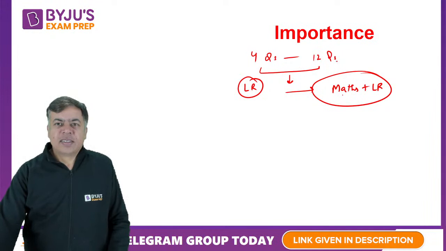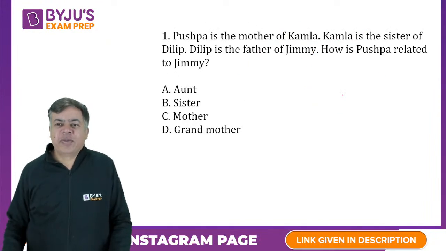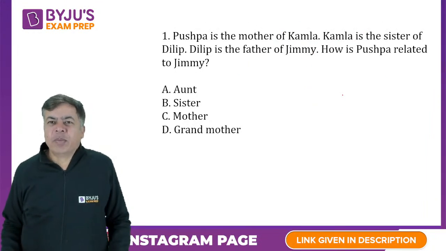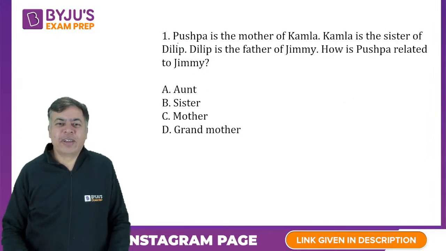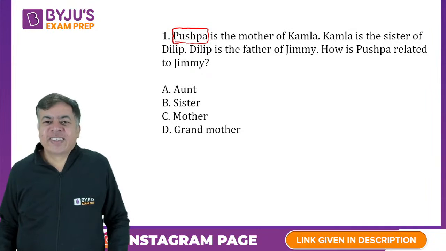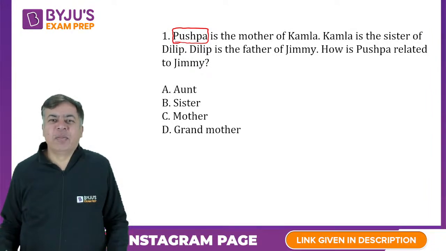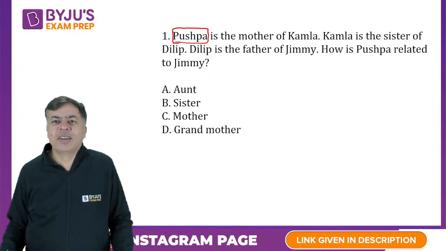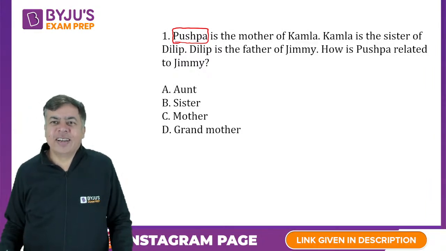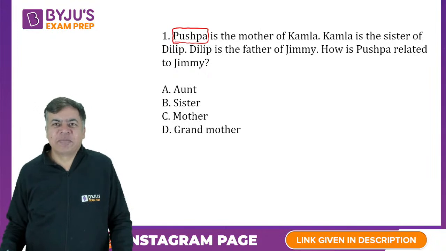Okay, so let's answer it. The first question is on blood relation. So Pushpa, a very famous name, but here it is female. Pushpa is the mother. So you can understand that by name you cannot tell whether it is male or female. You know that in our latest movie, Pushpa is a male character.